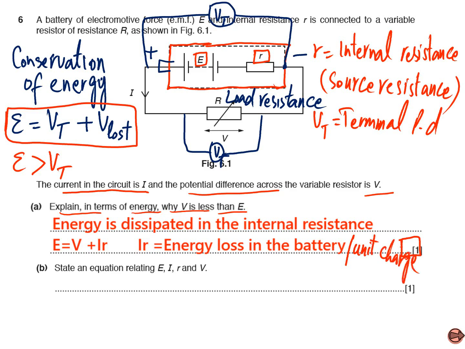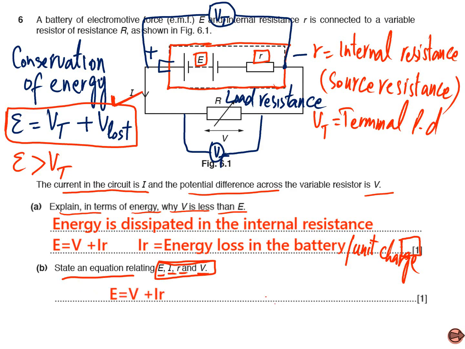The next question is asking to state an equation relating E, I, R and V. This means in our answer we must have these four variables. It is a quite straightforward question, simply based on this equation. So you need to write this formula, this equation relating E, V, I and R.